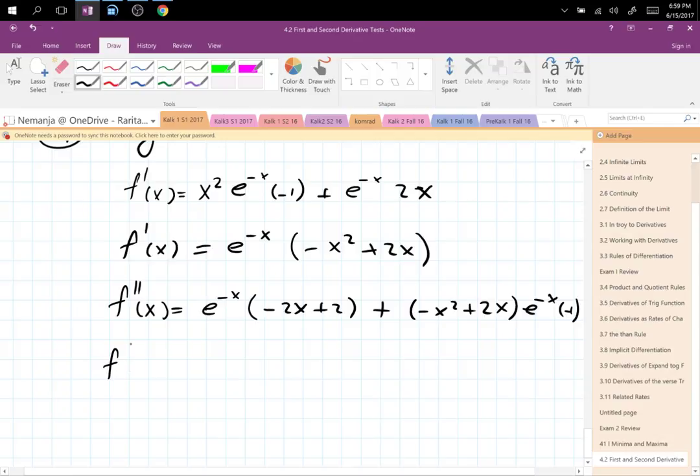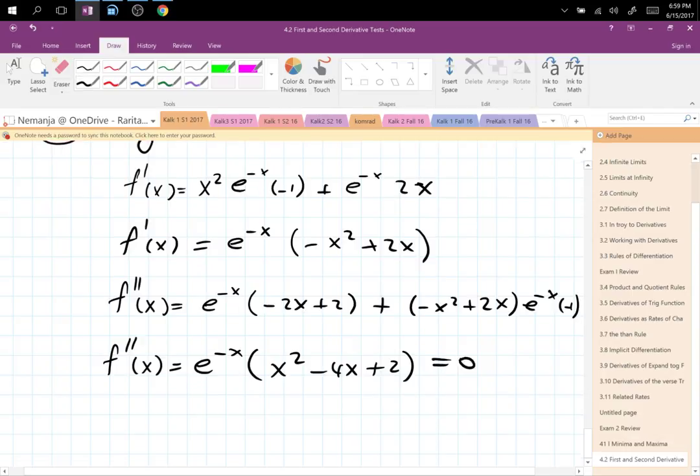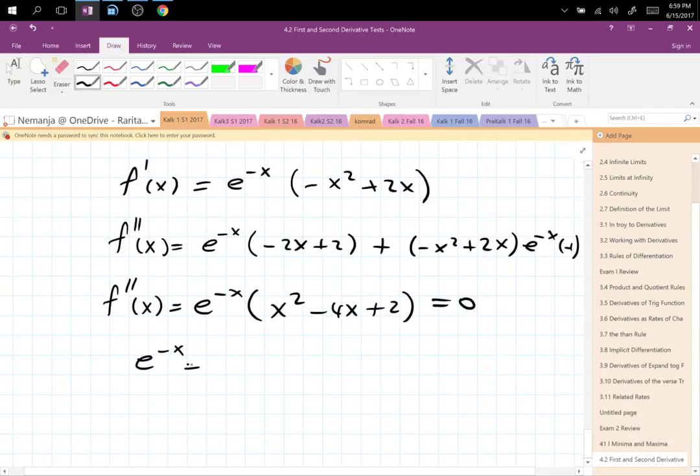You remember, very similar to your exam question, right? So we have e to the minus x together. I have a positive x squared, then minus 4x, and plus 2. Set it equal to 0. e to the minus x equal to 0, and x squared minus 4x plus 2 equals 0. The first one has no solution, because the exponential function cannot equal 0.